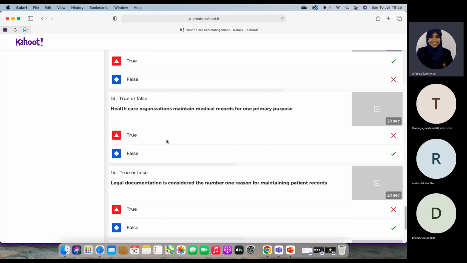Next one is, healthcare organizations maintain medical records for one primary purpose. No, for many purposes. Financial purposes, HR purposes, many purposes. Like we learned a lot of policies also, right? Why so? We studied about record keeping. Why do you need to keep records? So a lot of things.